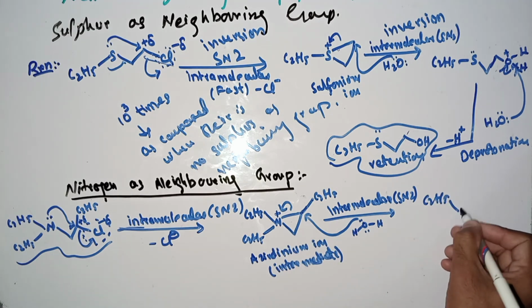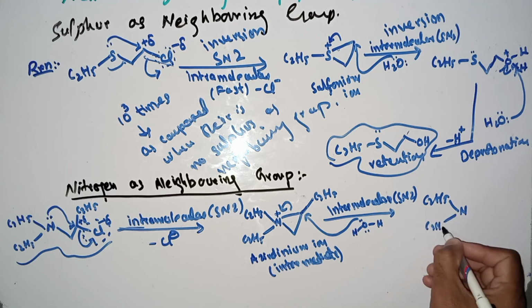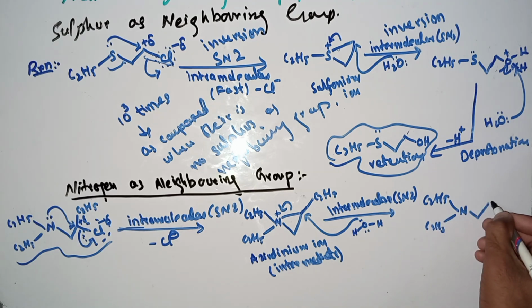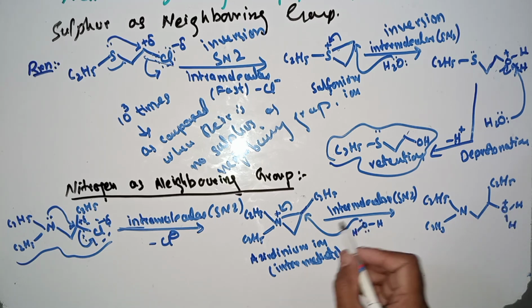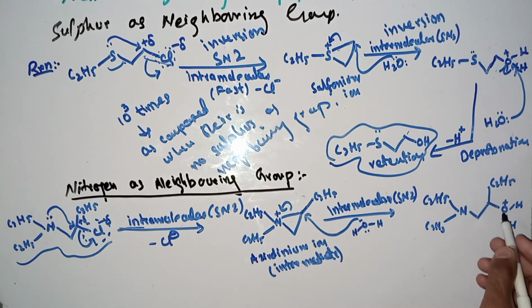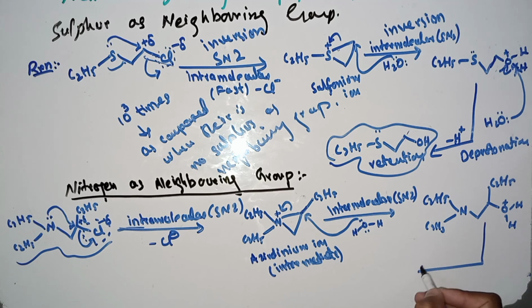The C2H5 on the nitrogen stays, and it becomes C2H5 OH. This oxygen will get a positive charge because it donates the electron. After that, deprotonation will occur in the next step to get the final products. Why deprotonation? To get the stable product, removing this positive sign.